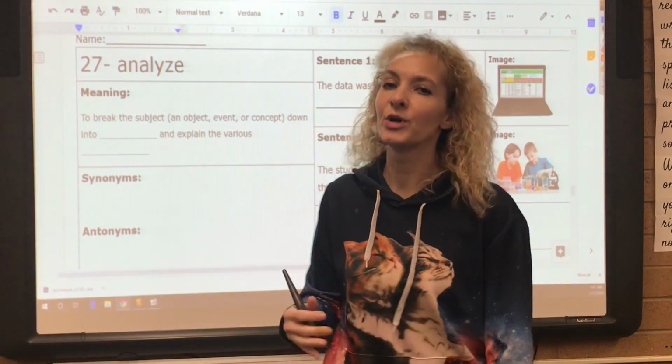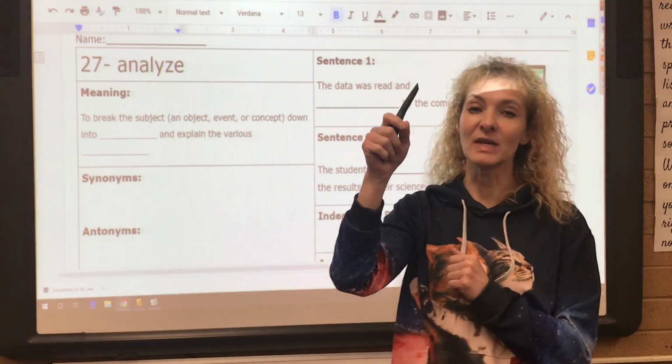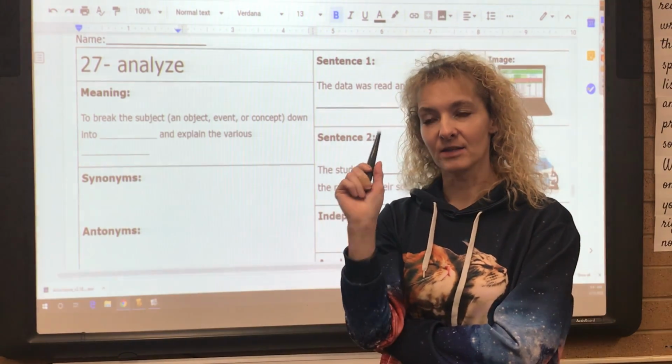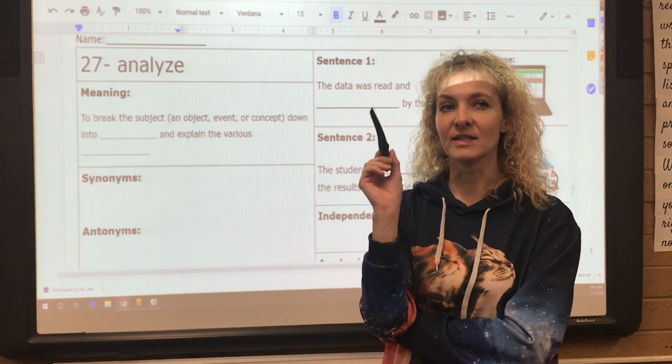Okay, let's do word of the week for week 27. The word is analyze. Repeat after me. The word of the week is analyze. The word of the week is analyze.